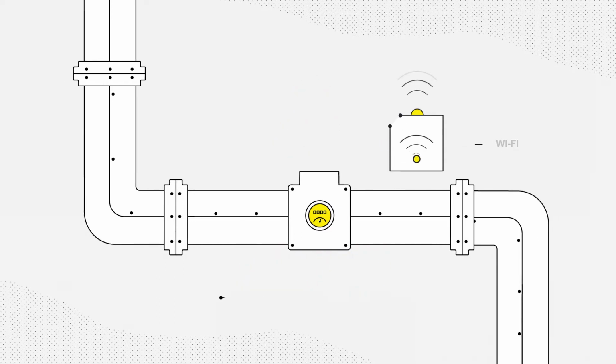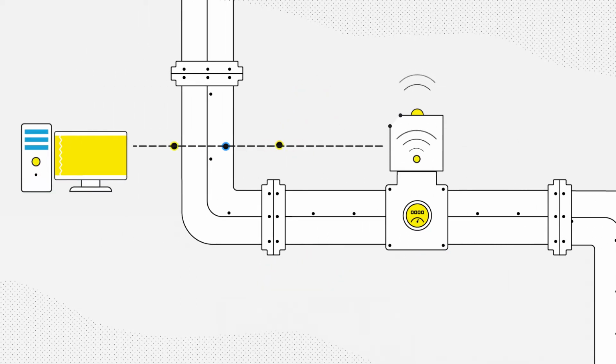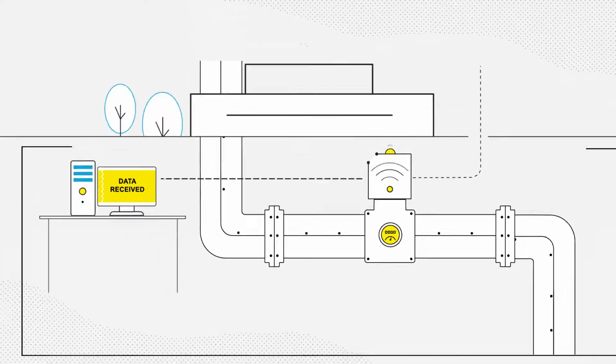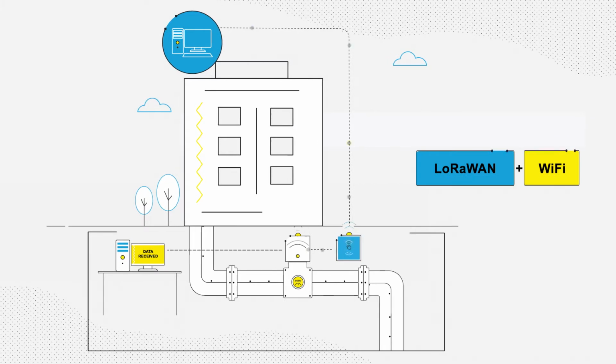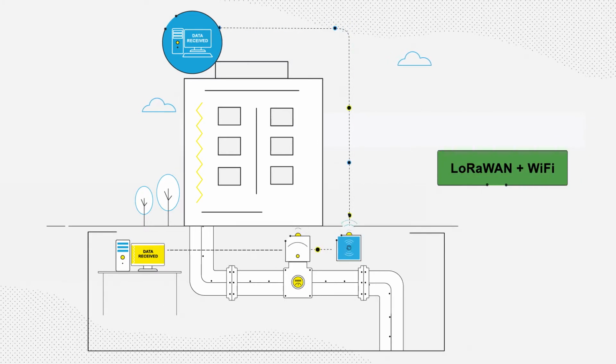Wi-Fi is great for sending data quickly over short distances. But how do you send that data through walls, concrete, or steel? Add LoRaWAN to Wi-Fi, and you can.